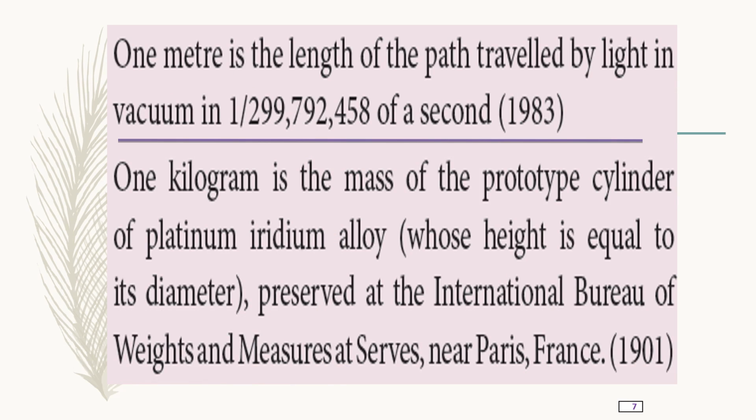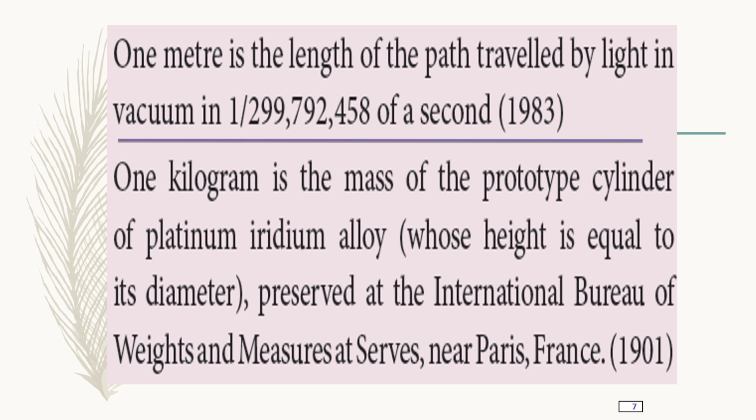Now we will define 1 meter. 1 meter is the length of the path traveled by light in vacuum in 1 divided by 299,792,458 of a second.